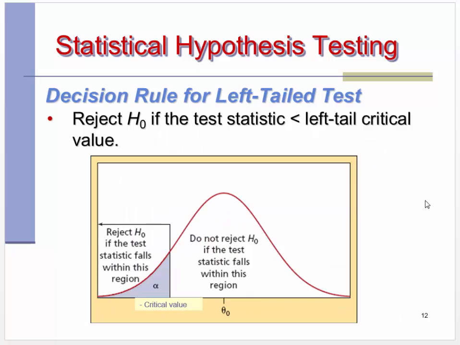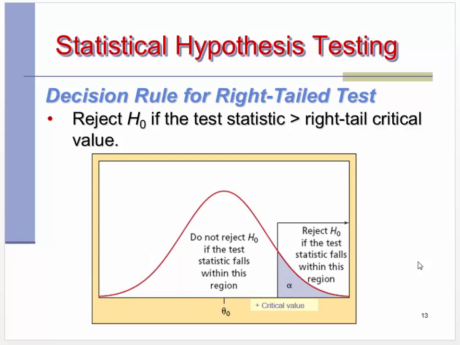Okay. The decision rule for a left tail test is we'll reject null if the test statistic is less than the left tail critical value. That's right here. The whole alpha is here, because we do not care about the right-hand side, the right tail. So reject null if the test statistic falls in this region. And if the test statistic falls in this region up to positive infinity, we do not reject null. That's for the left tail test.